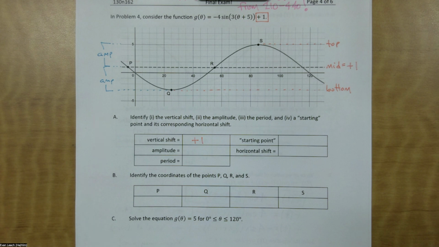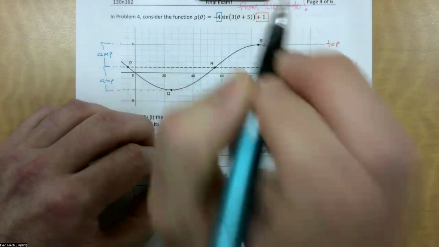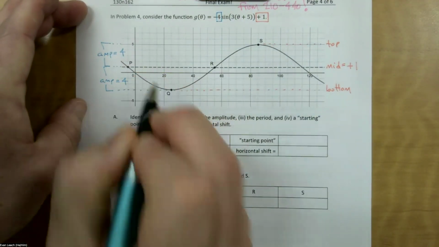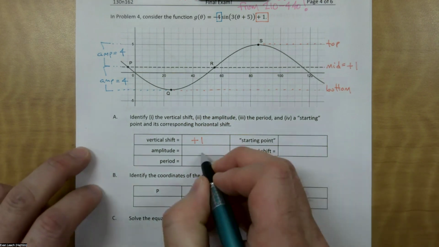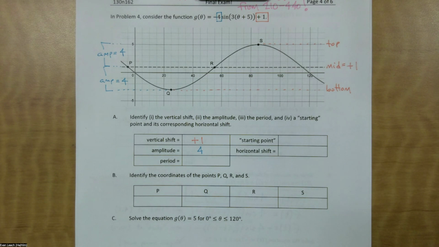For the amplitude, we go for the coefficient of the trig function. So our amplitude here is 4. The amplitude is always the absolute value of the coefficient of the trig function. So even though the coefficient of sine is -4, the amplitude is a distance, and so it's always positive. So just grab +4 for the amplitude.